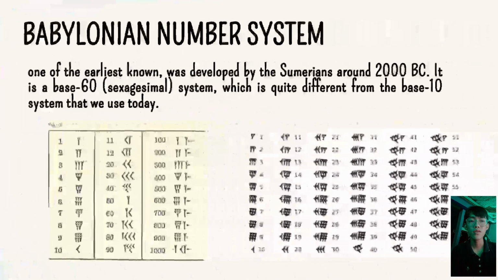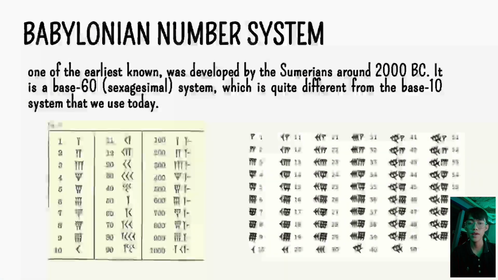So what is the Babylonian number system? It is one of the earliest known and was developed by the Sumerians around 2000 BC. It is a base 60 system which is quite different from the base 10 system that we use today. So below are some examples of the Babylonian number system.